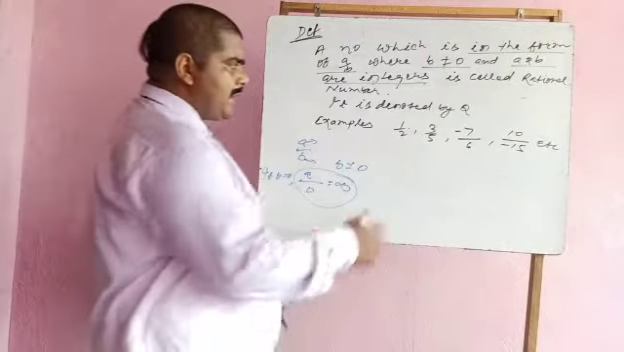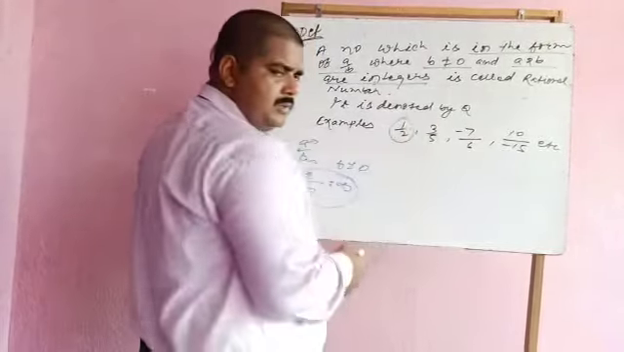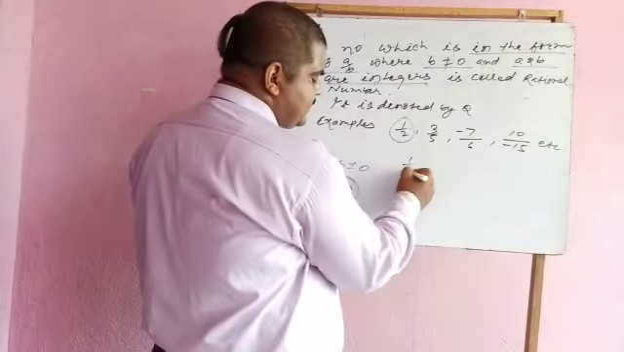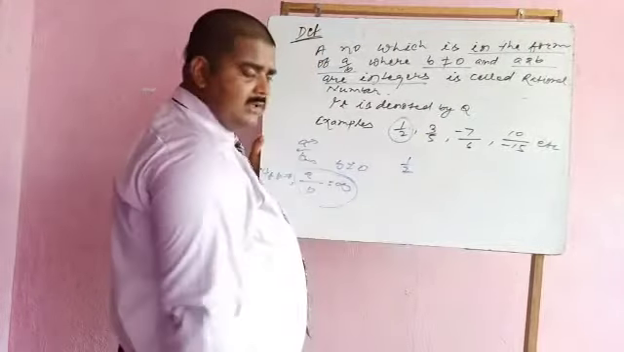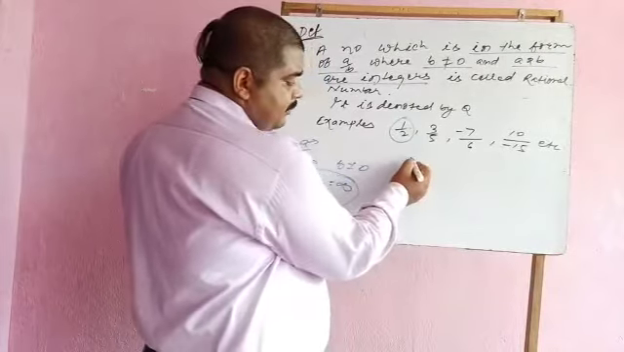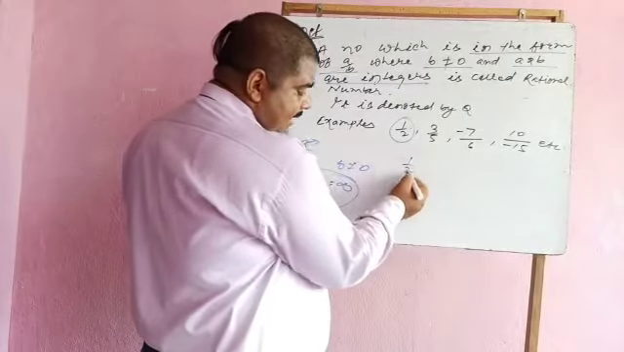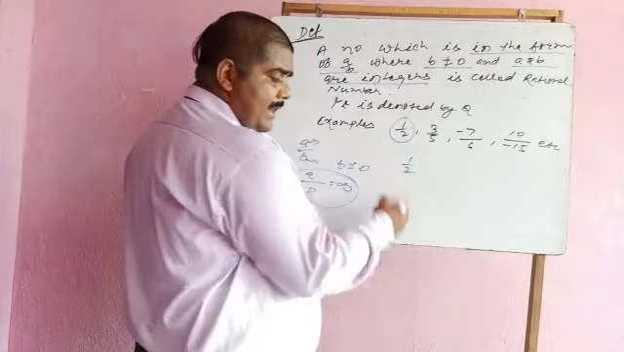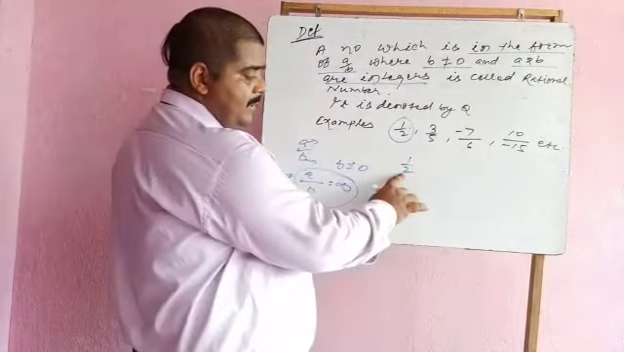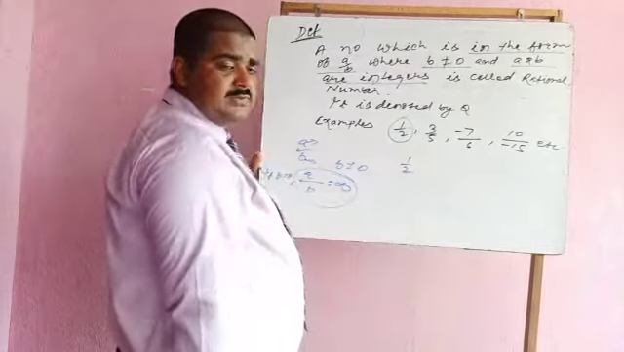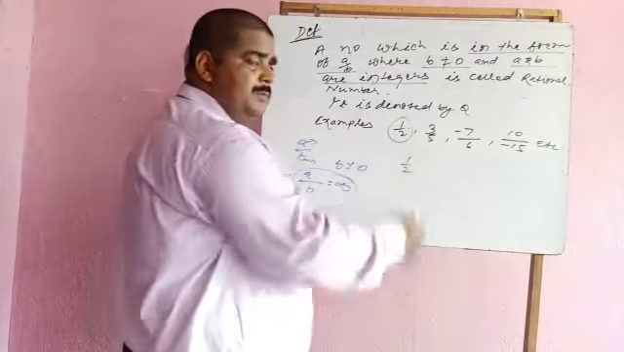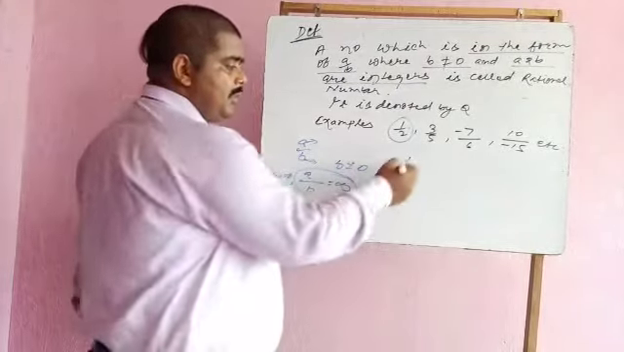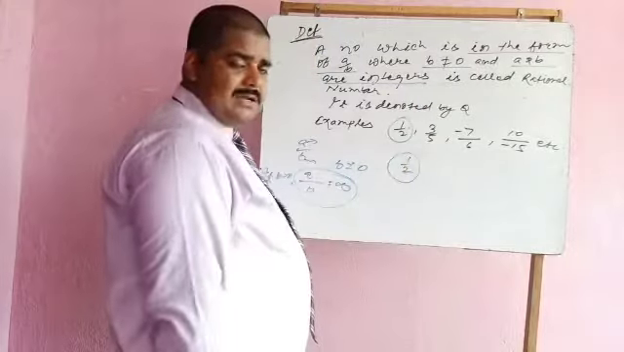For example, you can see 1 upon 2. Here it is in the form of a upon b, and both a and b, meaning 1 and 2, are integers, and b does not equal 0. You know very well that 2 does not equal 0, so it fulfills all three conditions. So 1 upon 2 is known as a rational number.